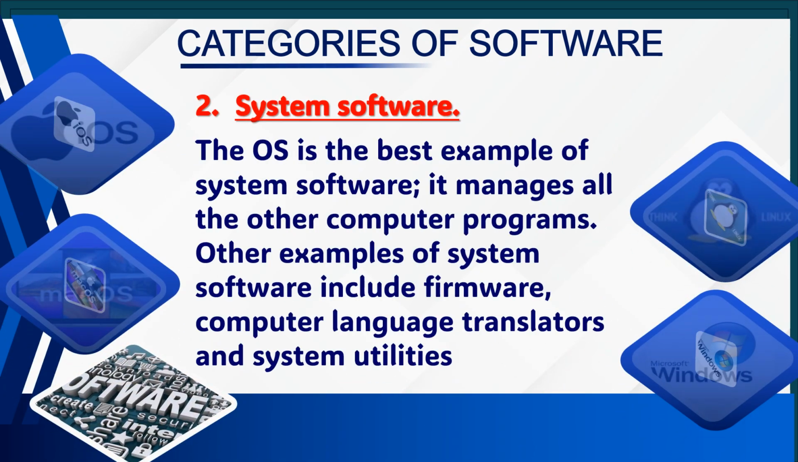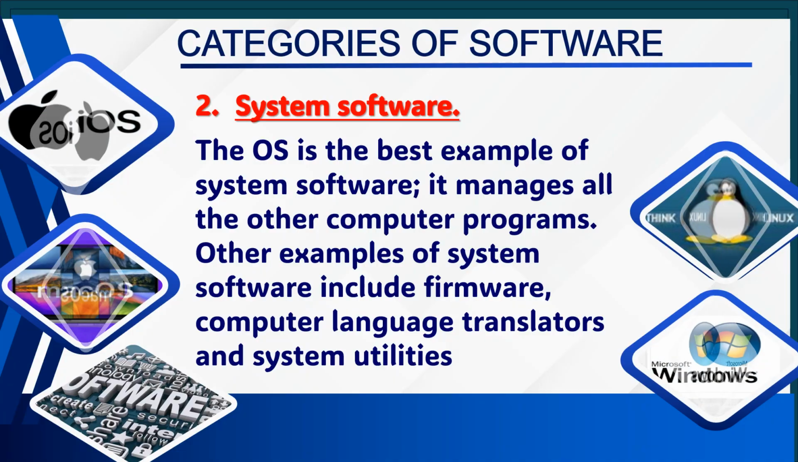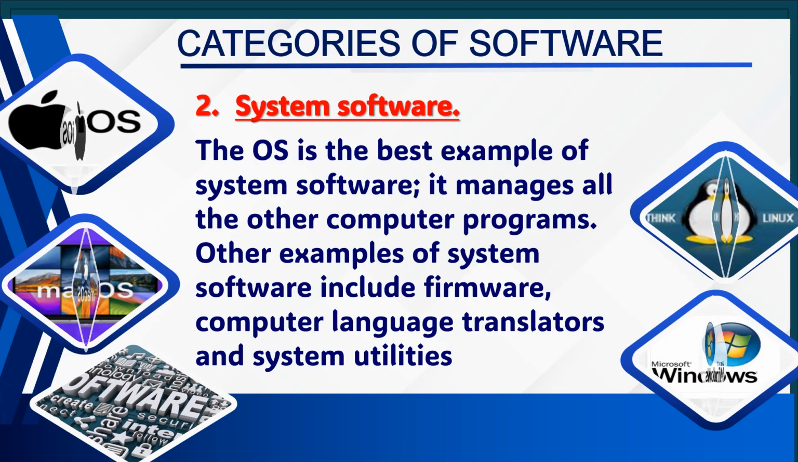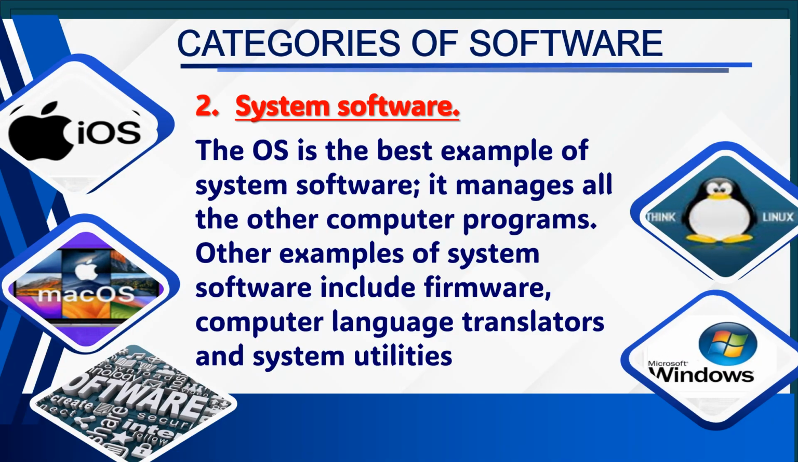The OS is the best example of system software. It manages all the other computer programs. Other examples of system software include firmware, computer language translators, and system utilities.